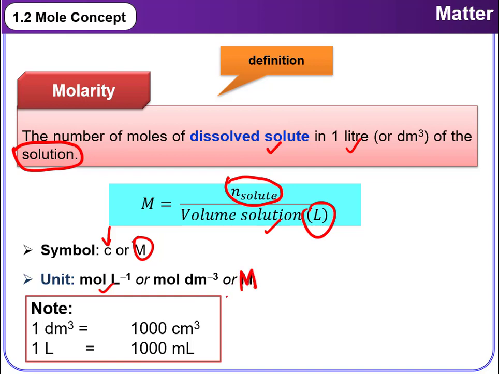The unit is mole per liter or mole per dm cube or simply M. It must be capital M. Note here, 1 liter equals 1 dm cube, which is equal to 1000 cm cube. How about 1 mL? 1 mL equals 1 cm cube.